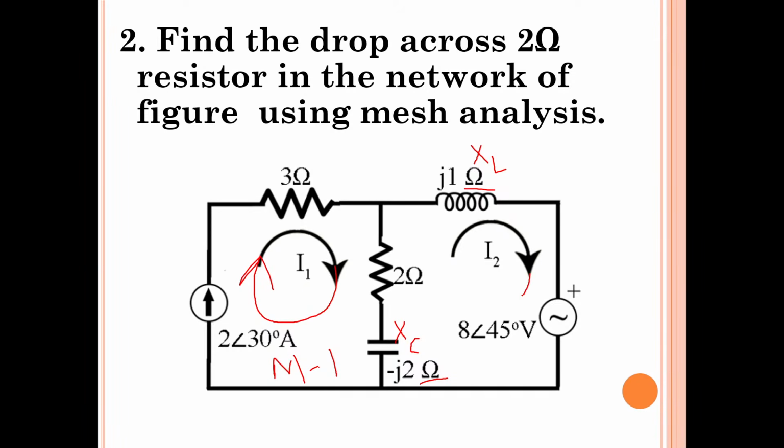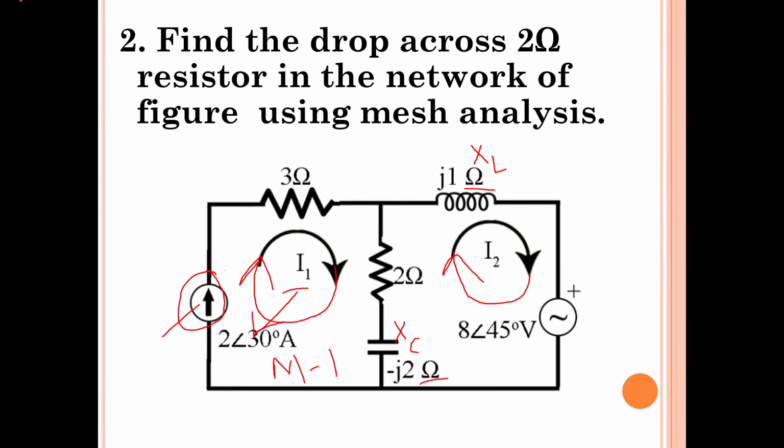So this is it. These mesh currents are in clockwise direction. So what is I1 value? Since in mesh 1 the loop current is I1, and the source in this mesh 1 is a current source. This is our current source, isn't it? Therefore, I1 is nothing but the current source value. So I1 is 2 at an angle of 30 degrees amperes.